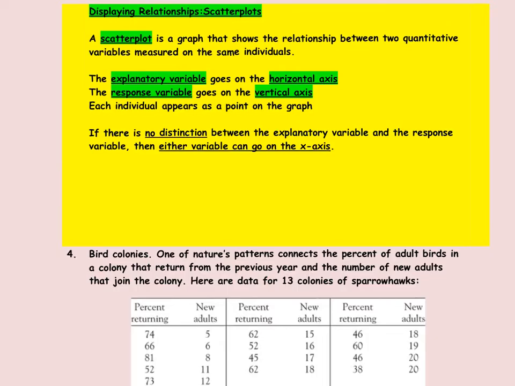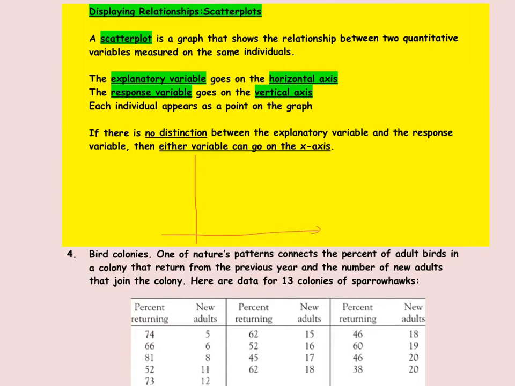Now we know how to read a question and figure out what the explanatory variable is and what the response variable is. And in some cases, you've seen an example where there is no distinction between the explanatory variable and the response variable. So either one could be the explanatory variable, and the other would be the response variable. So we're trying to study the relationship between the two variables. So a graph that shows the relationship between the two variables is called a scatter plot.